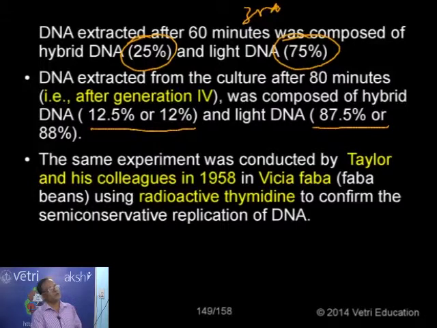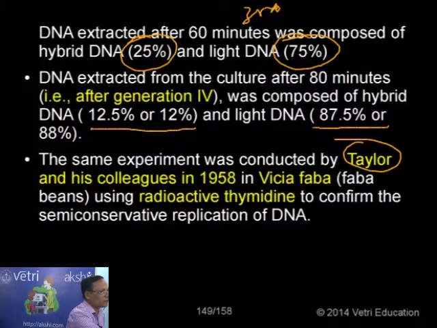The same experiment was conducted with another material. Instead of using heavy nitrogen, they used radioactive thymine, in an experiment conducted by Taylor on the broad bean, Vicia faba. Instead of heavy nitrogen, they used radioactive thymine to confirm the semi-conservative replication of DNA. In all cases, out of the 2 strands in the DNA molecule, one strand is the parental strand and another strand is the newly synthesized one, and they have the labeling of either N14 or radioactive thymine.